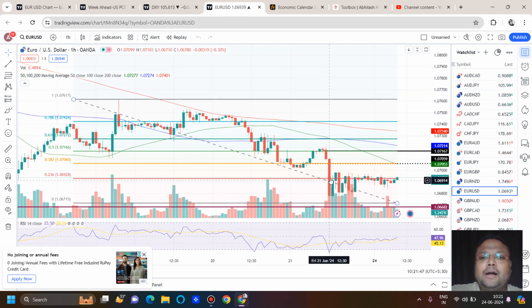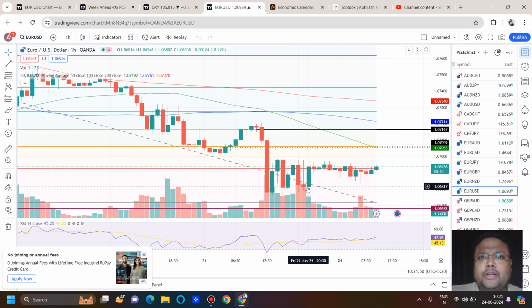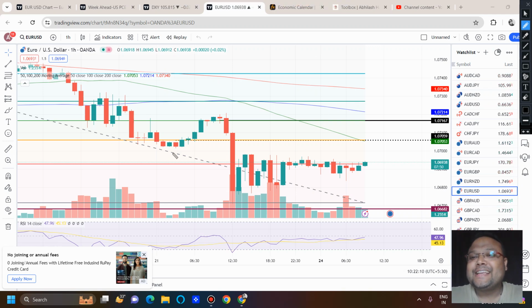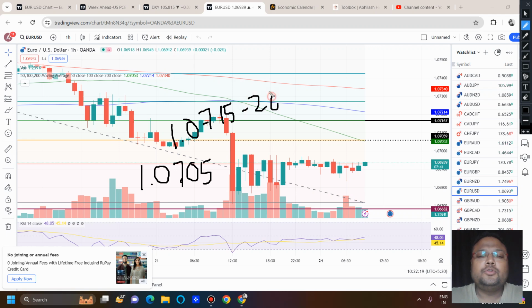After this fall, the sideways market is consolidating. And as we all know, consolidation is part of the game. Market sentiment is kind of flat, and we can see that we have holiday season going on. So if market goes up also, there should not be much volume. So we can expect the first resistance to be around 1.0705 and the second resistance to be around 1.0715 to 1.0720.